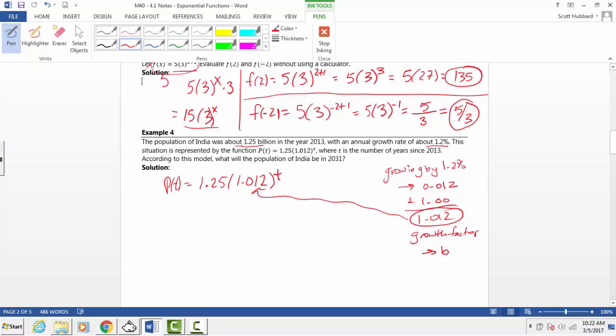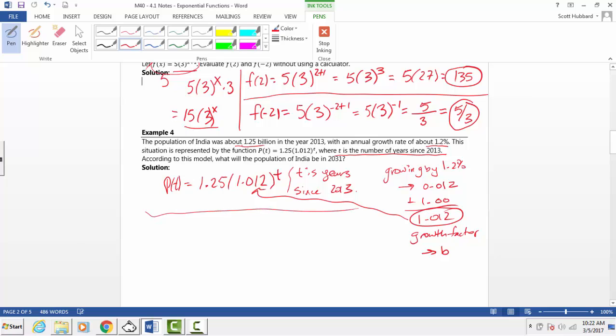Now, be careful, remember, this is a model, so we have to be careful what t represents. t here represents, and I'll put that right here, t is years since 2013. Remember that. We always have to define our variables and talk about the context of the problem. So then we can actually ask the question. It says, according to the model, what will the population of India be in 2031?